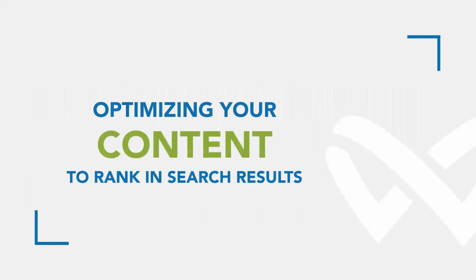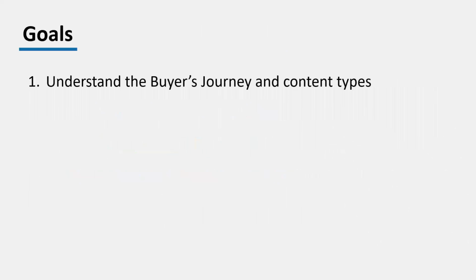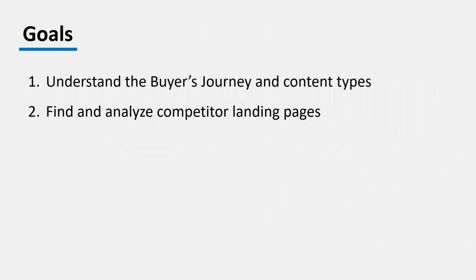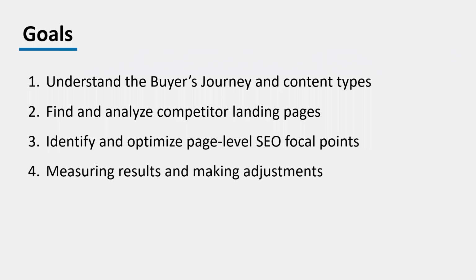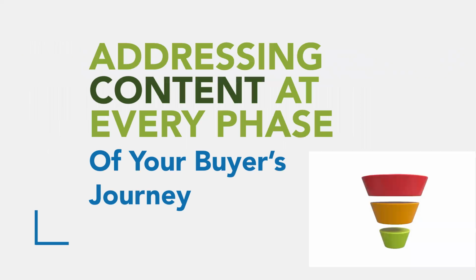All right, so let's optimize our content. What do we do with all that data? Now we've got all these search terms. How do we use them, and how do we group them, and how does this whole idea of content clustering work? So our goals here are going to be looking at the buyer's journey and content types, looking at competitor landing pages themselves so that we're not just guessing and hoping our page is better. We're going to look and see what the competitors are doing and make our page better. We're going to identify and optimize the actual page level SEO focal points. And then of course, measuring what's working and adjusting accordingly.